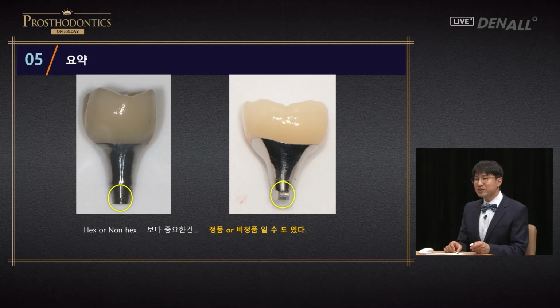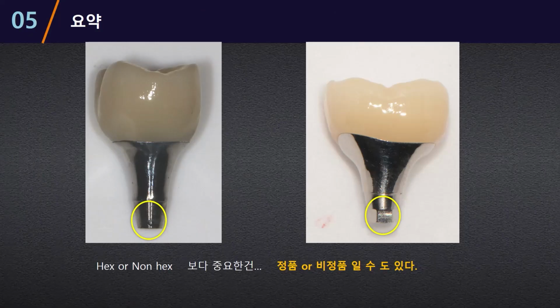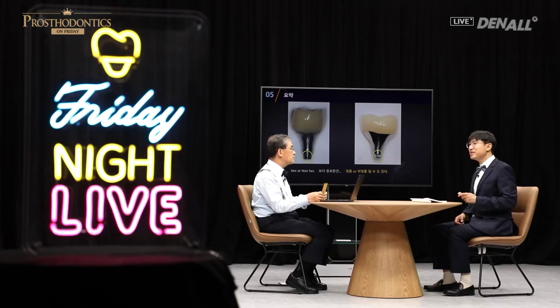What I want to emphasize is that I do not really know about generic products, but I am concerned whether quality management is well done. More so than hex or non-hex, I think it is important to differentiate original and generic products. As for original products, if you look at the bottom, there is O marked in there. This is the end of my lecture.